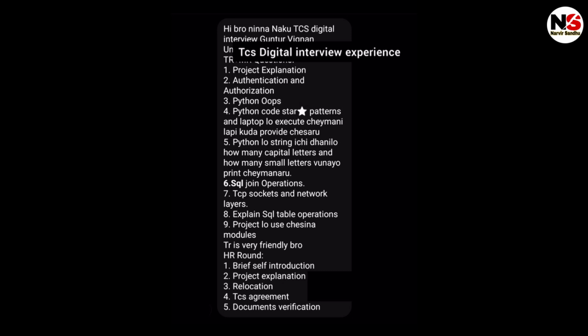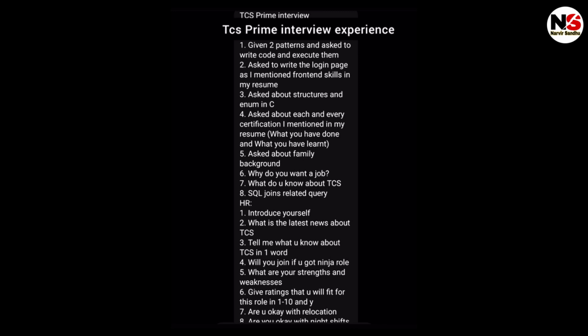Then the technical round was very friendly. Then in the HR round they asked about the self introduction, then project explanation, relocation, TCS agreement and document verification. So this is also an easy question set of TCS Digital.